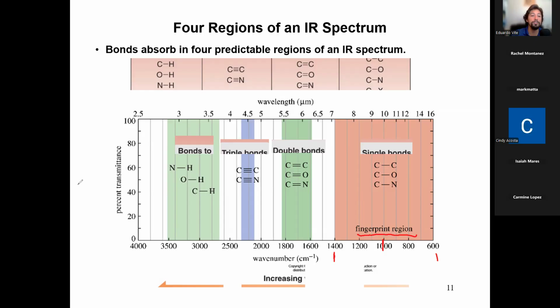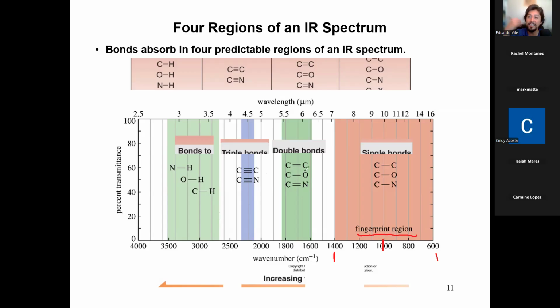And remember, double bonds are stronger than single bonds. So you're going to find those between 1600 and 1800. Here you're going to find your alkenes, your carbon-carbon double bonds, your carbonyls, which is your carbon-oxygens, your nitriles, or I don't know, I think there's a different number for carbon-nitrogen double bond. I actually don't remember it. Your nitrile would be your carbon-nitrogen triple bond, which would be between 2000 and 2500, right?